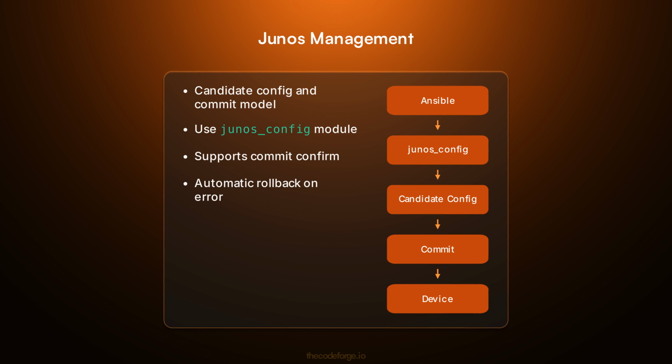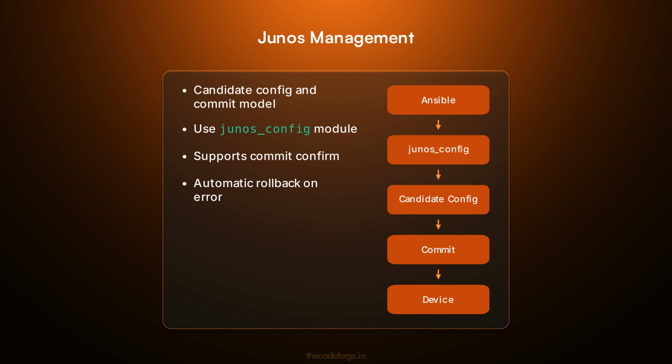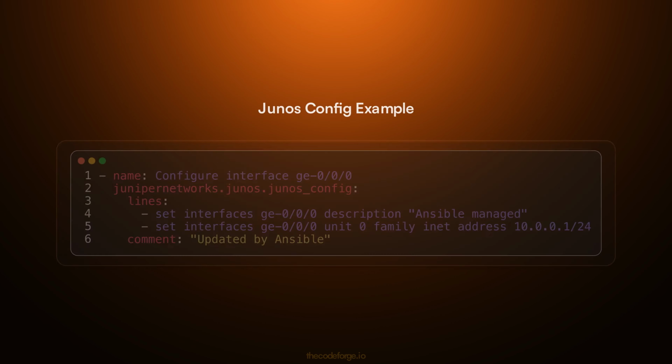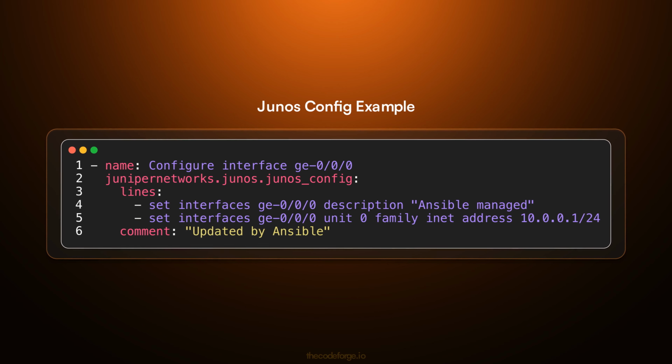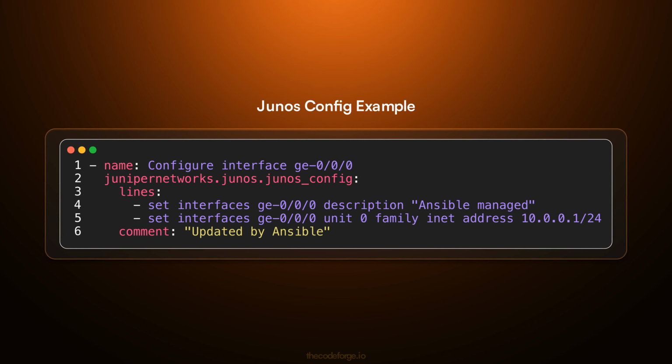Juniper Junos devices use a candidate config and commit model. The junos_config module handles this properly, supporting commit confirm and automatic rollback on error. Never use junos_command to send set commands directly. This example configures an interface on Junos. The junos_config module applies the changes to the candidate config and commits them. It only applies changes that differ from the current candidate config.